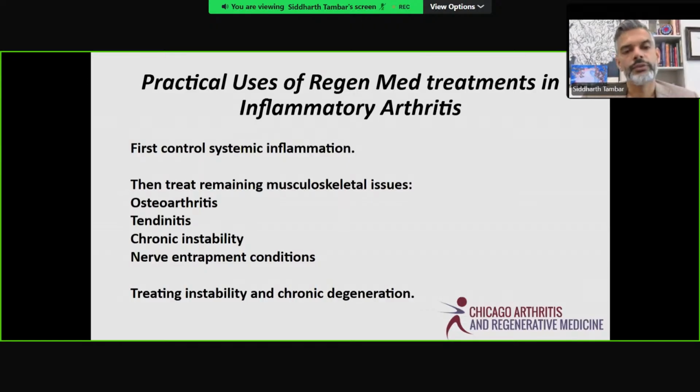Then, if you still have some remaining other musculoskeletal issues, those can still be treated. Whether you have some chronic osteoarthritis, tendonitis, chronic ligament instability, or nerve entrapment conditions, that should be treated with regen med treatments. And in reality, our inflammatory arthritis patients have much higher rates of these other conditions.